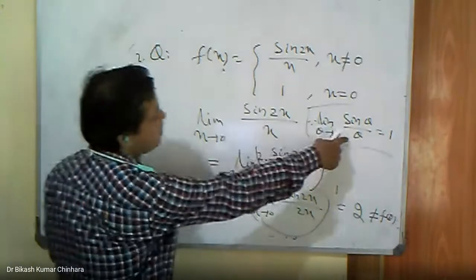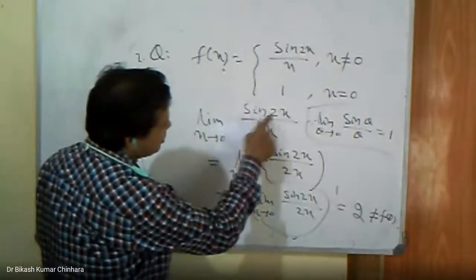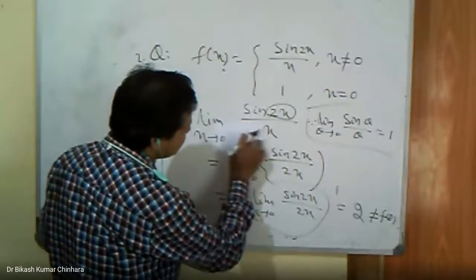So keeping this in our mind, I will write. Suppose this is your 2x. If I am writing 2x here, then I can use this formula.